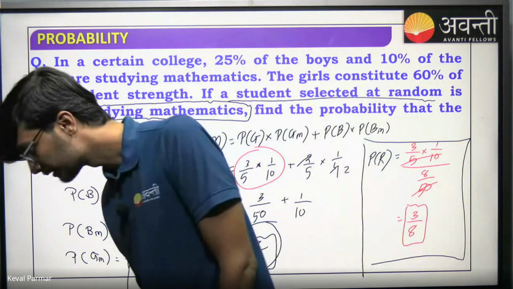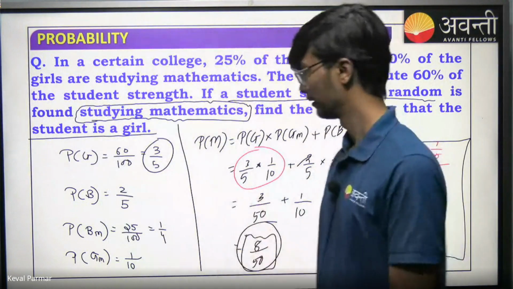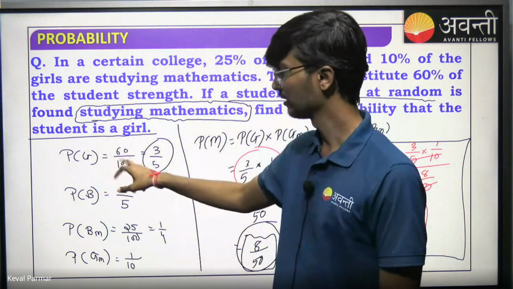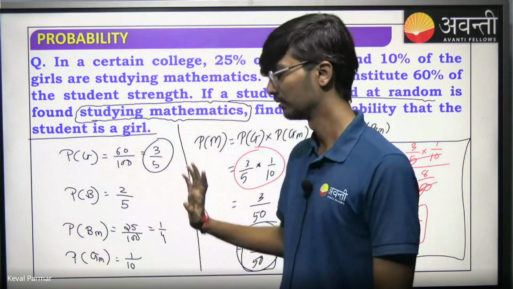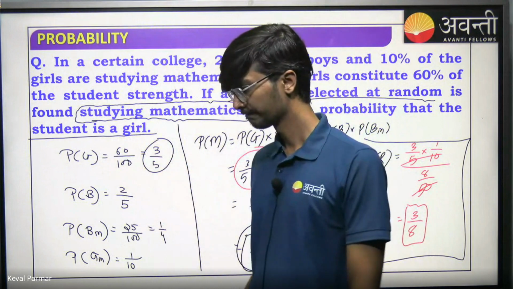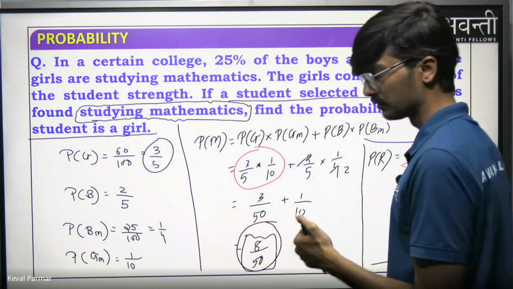Out of 100, 60 are girls and the remaining 40 are boys. Yeah, right. So out of 100, 60 are girls, so the probability of a girl getting selected is 60 by 100. Right? Yeah, it's fine. So you got 2 by 7.